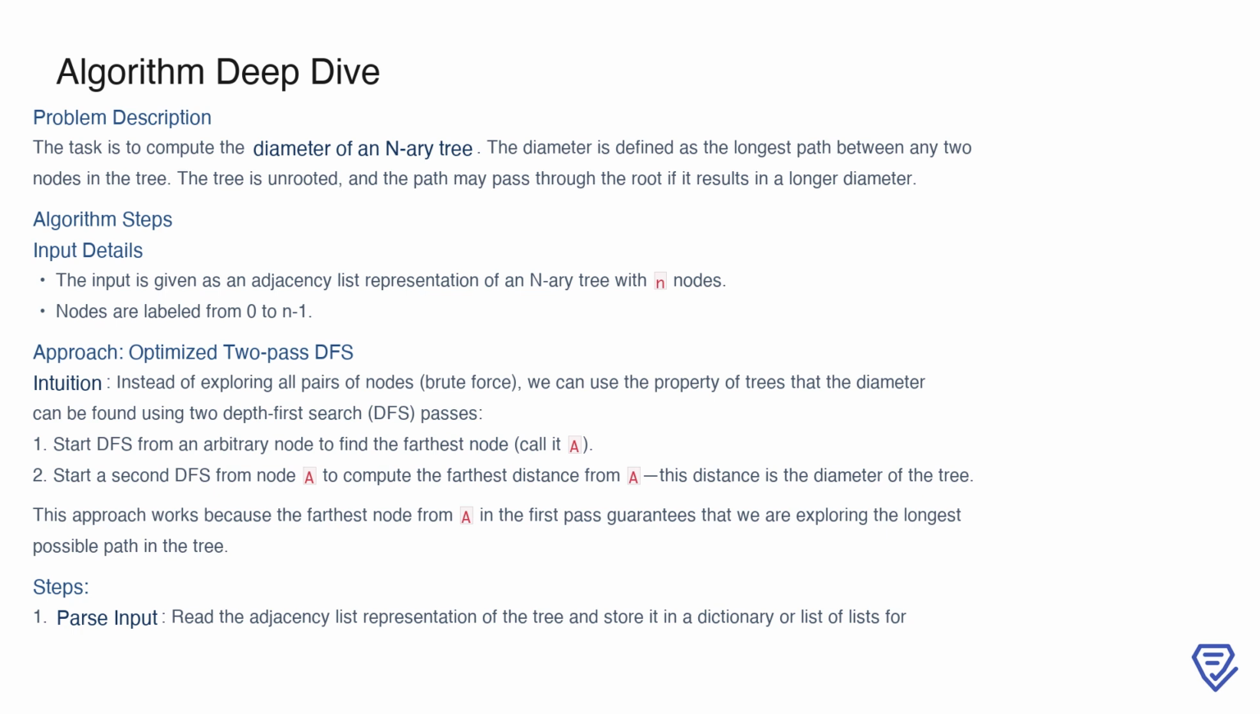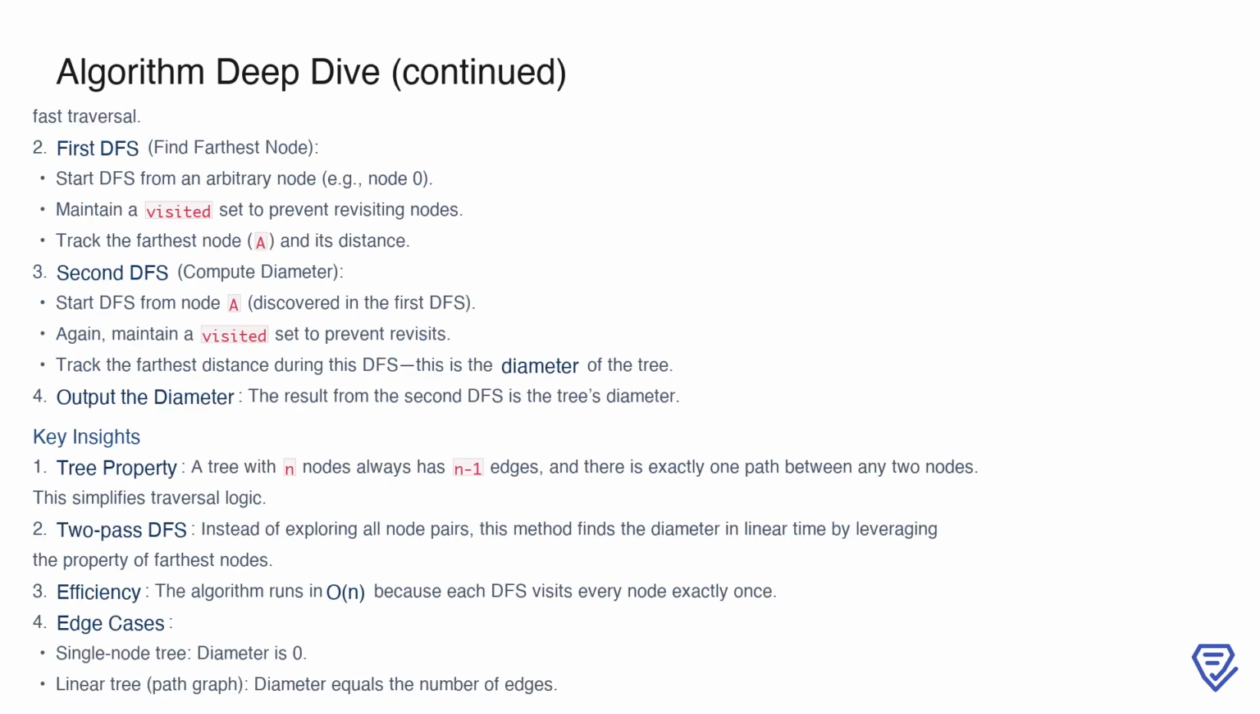The input is provided as an adjacency list, which is a common and efficient way to represent trees for traversal algorithms. Our goal is to implement this two-pass DFS approach to compute the diameter efficiently. To break this algorithm into concrete steps, we start by parsing the input, which is the adjacency list representation of the tree. This allows us to efficiently access the neighbors of any node during traversal.